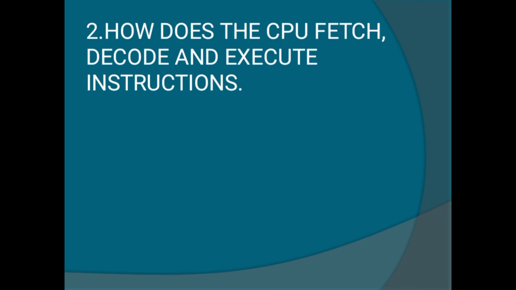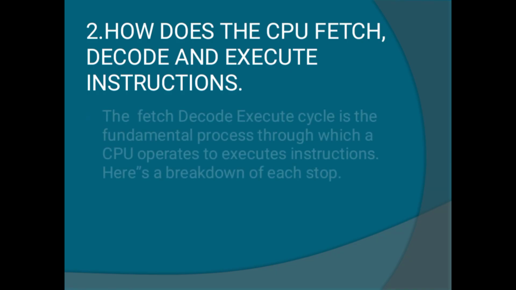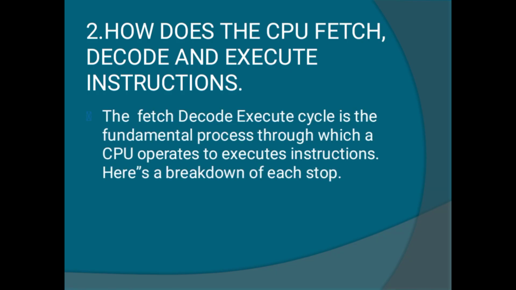How does the CPU fetch, decode, and execute instructions? The fetch, decode, execute cycle is the fundamental process through which a CPU operates to execute instructions. Here is a breakdown of each step.